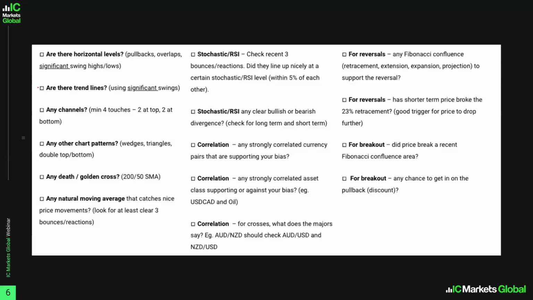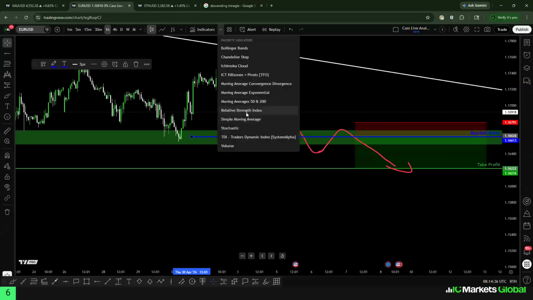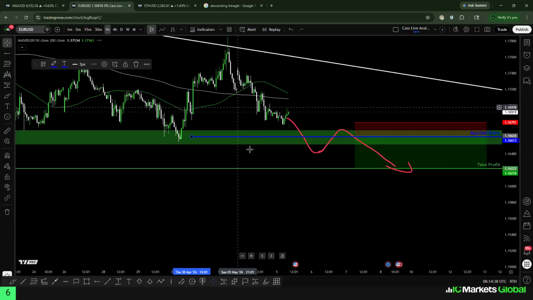So based on what I just showed you, I already used a trend line, the channel, and the horizontal levels. Now I'm going to see if there are any chart patterns. I did see the descending triangle. Okay, I'm going to pull out death and golden crosses, stochastics, RSI, and some kind of correlation. Okay, give me a moment.